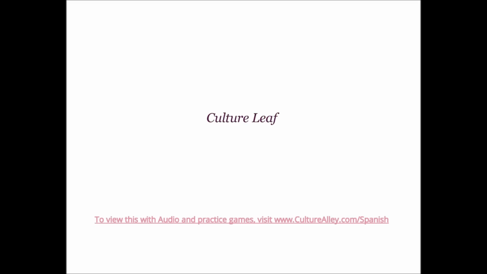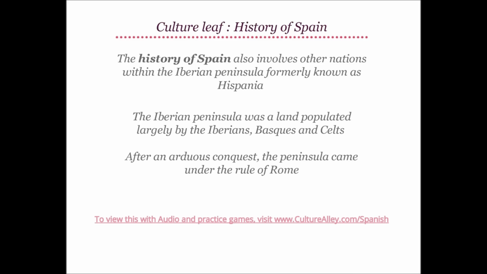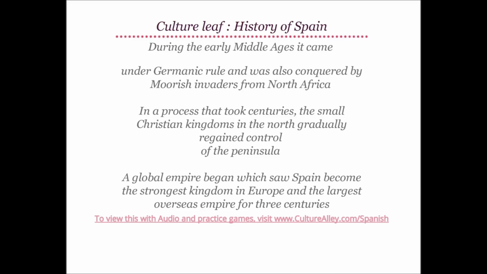All right, it's time for the Culture Leaf of the day. Today's Culture Leaf will talk about the history of Spain. The history of Spain also involves other nations within the Iberian Peninsula, formerly known as Hispania. The Iberian Peninsula was a land populated largely by the Iberians, Basques, and Celts. After an arduous conquest, the peninsula came under the rule of Rome. During the early Middle Ages, it came under Germanic rule, and was also conquered by Moorish invaders from North Africa. In a process that took centuries, the small Christian kingdoms in the north gradually regained control of the peninsula.